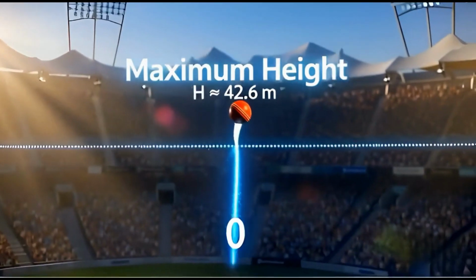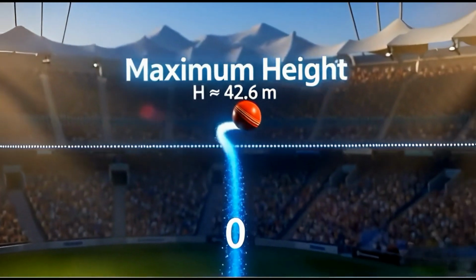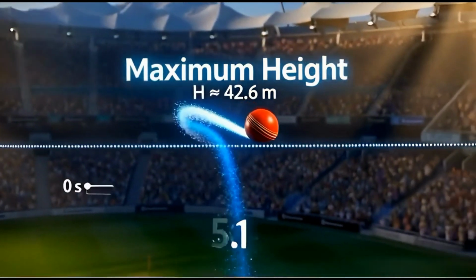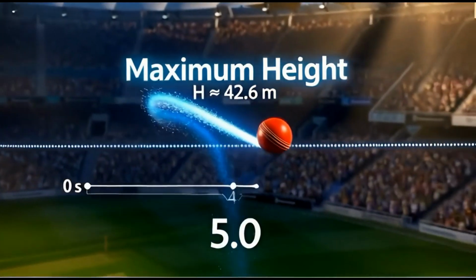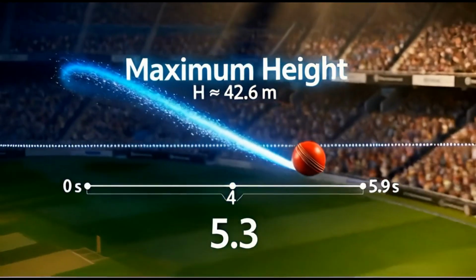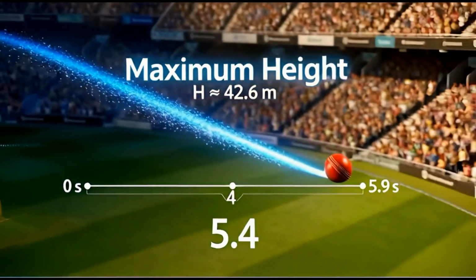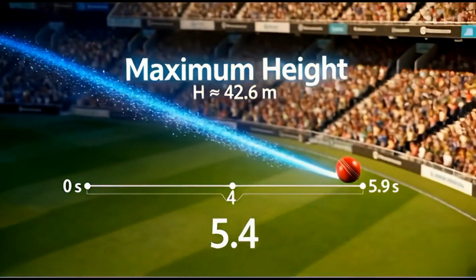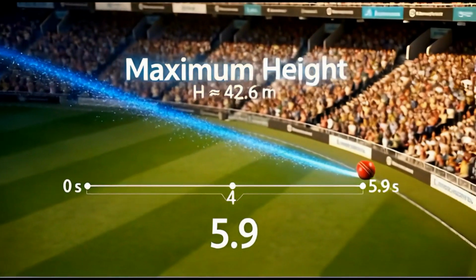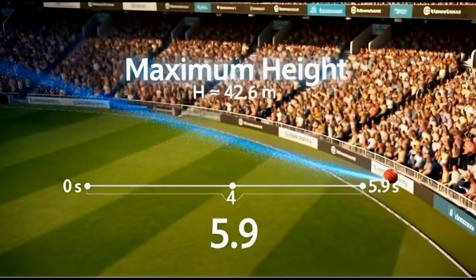As the ball rises through the air, gravity continuously slows its upward motion. Eventually, the vertical component of the velocity becomes zero. This point marks the maximum height of the shot, the highest point reached during the ball's flight. After reaching its peak, the ball begins to descend. Now gravity accelerates the ball downward, increasing its vertical speed as it falls. The horizontal component of the velocity remains nearly constant, allowing the ball to continue moving forward toward the boundary.